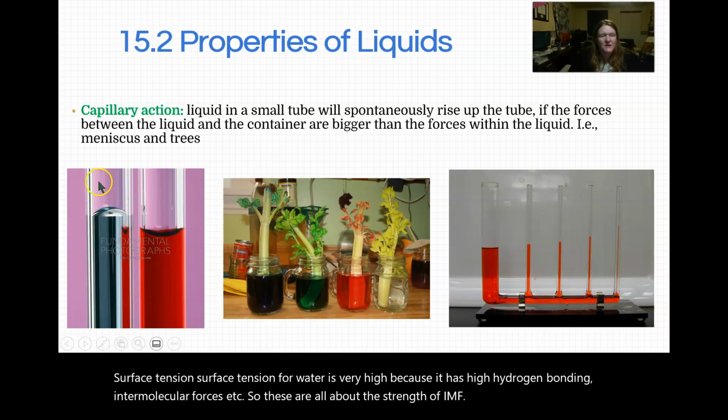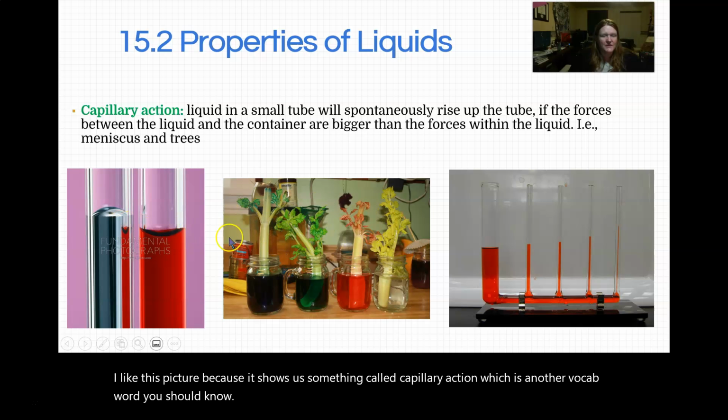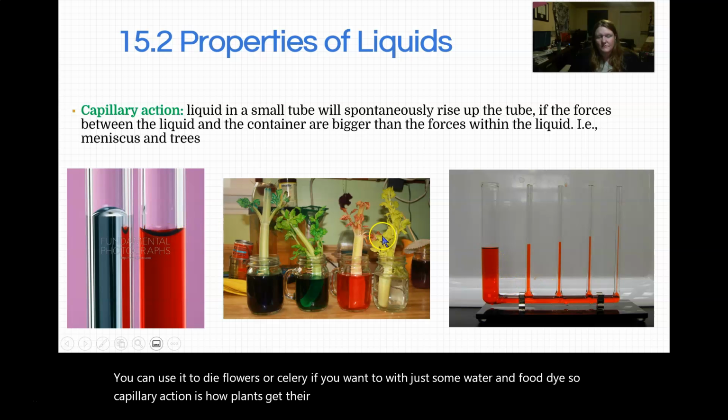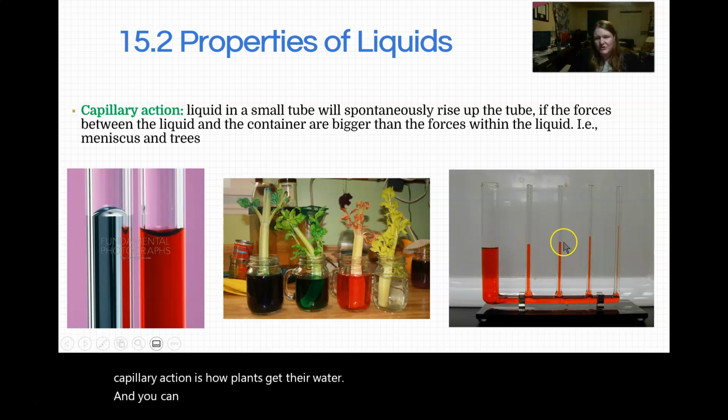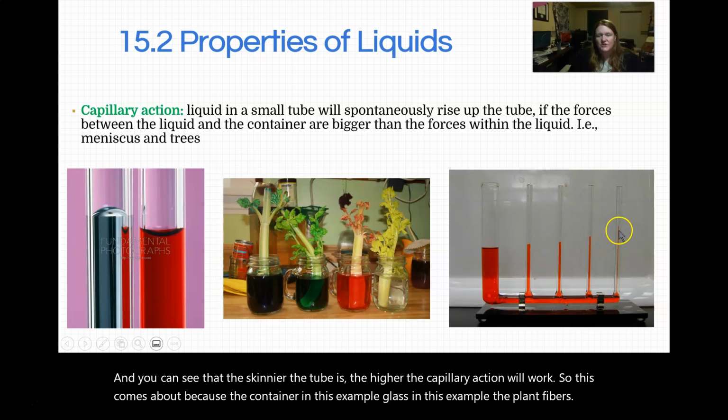I like this picture because it shows us something called capillary action, which is another vocab word you should know. You can use it to dye flowers or celery if you want to, with just some water and food dye. So capillary action is how plants get their water. And you can see that the skinnier the tube is, the higher the capillary action will work. So this comes about because the container, in this example glass, in this example the plant fibers, has a strong attraction to water.